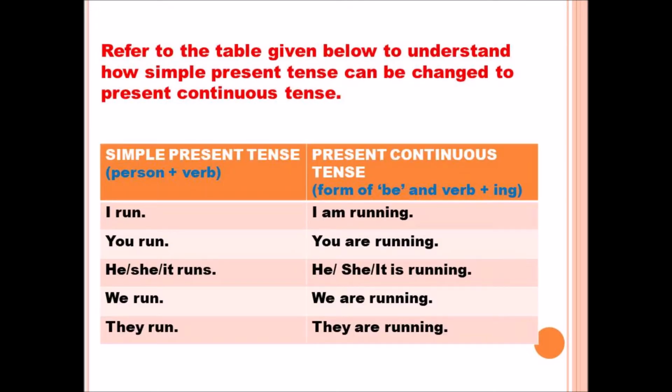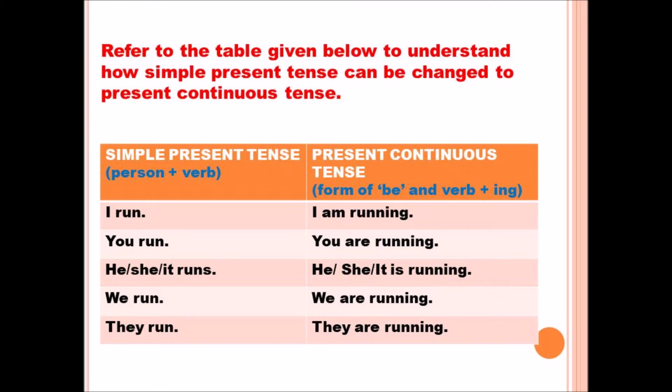Are you all clear about simple present tense and continuous tense? Shall we recap? So we use simple present tense for our daily activities, universal truths and our likes and dislikes. And we use present continuous tense for the actions happening at that moment or at that time.